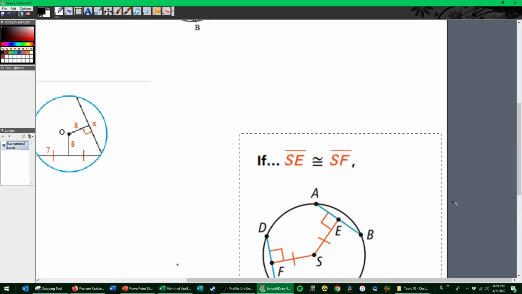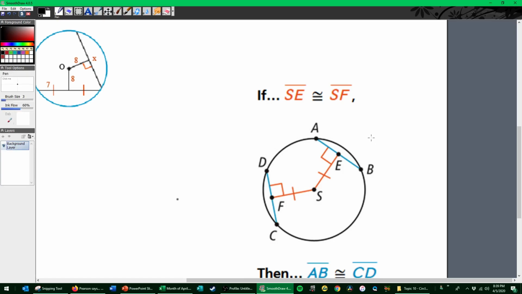Come on, buddy. There you go. All right. So really quick, that's upside down.